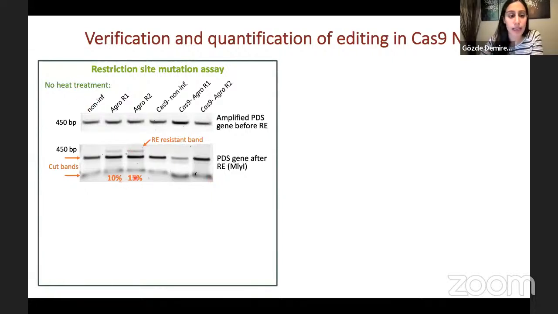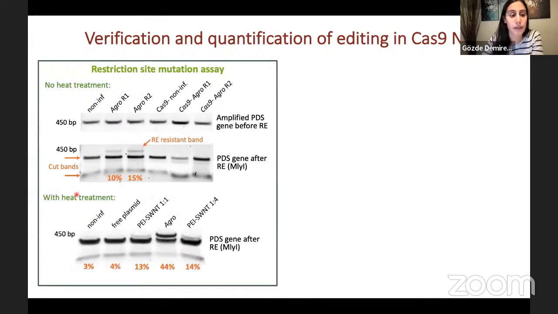We thought that these 10 and 15% were a little bit low. So then we did the heat treatment and did the similar assay. What we see here, in the case of Agrobacteria, is that the editing efficiency was 44%. So almost half of it was not cut and half of it was cut. We could see that the heat treatment really increases the efficiency.